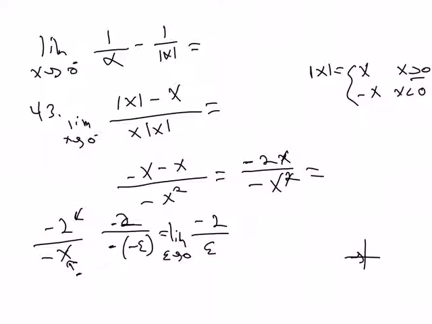And now this is coming from the right, meaning epsilon is positive. So this goes to negative infinity because we have a negative over here. This is very small, so this goes to negative infinity. So this limit from the left is negative infinity. Let's see what the limit is from the right.